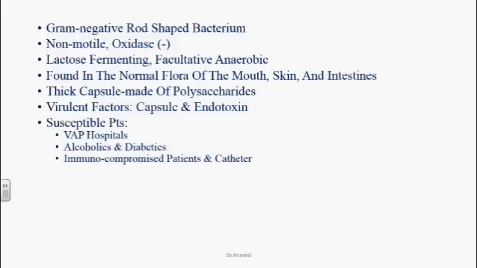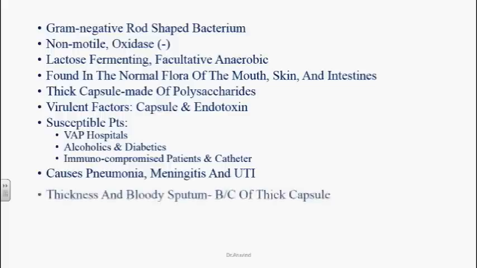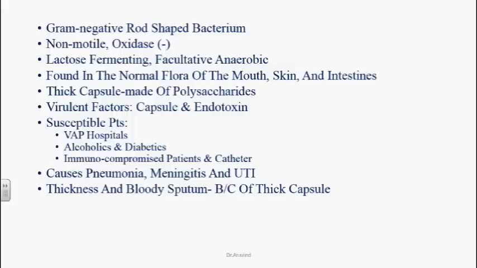Susceptible patients are ventilator-associated pneumonia patients in hospitals, alcoholic and diabetic patients, immunocompromised patients, and catheter-using patients, who are more susceptible to Klebsiella pneumoniae infections. It can cause pneumonia, meningitis, and urinary tract infections. In pneumonias, we can see thick bloody sputum, which is one of the major diagnostic features because of the thick capsule.